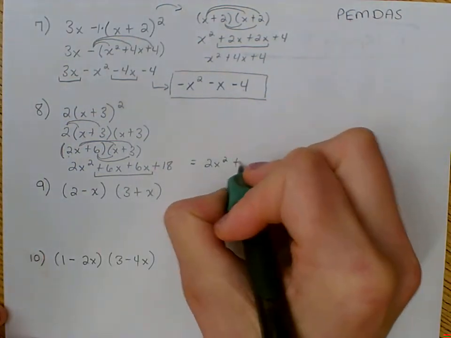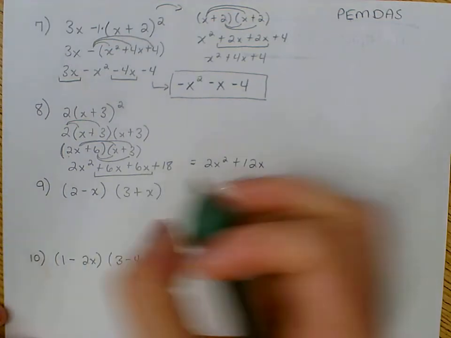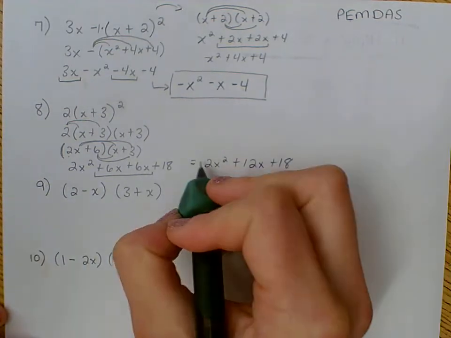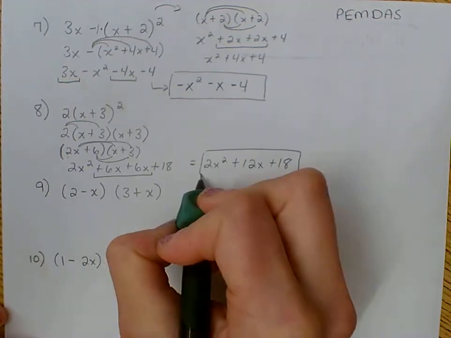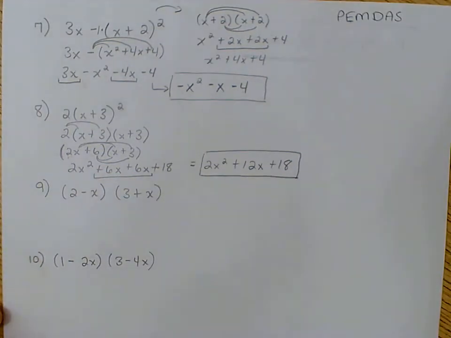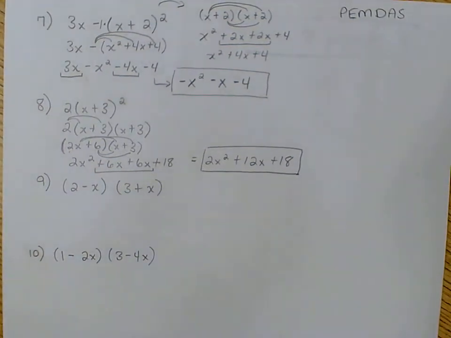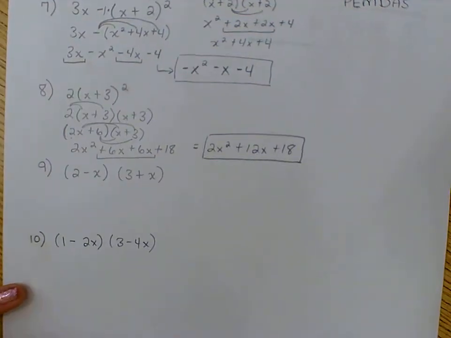6x plus 6x gives me 12x, and then that plus 18 comes over. And then there's no other like terms, and it's in standard form, okay? So that's how you simplify dealing with the distributive stuff that we've been dealing with as well, okay?